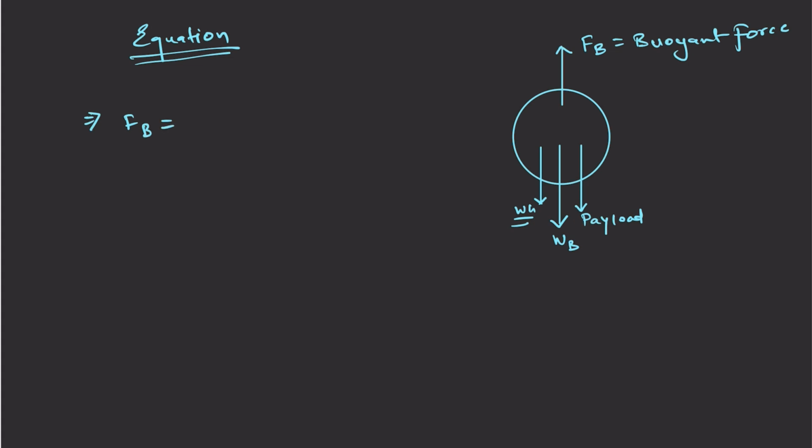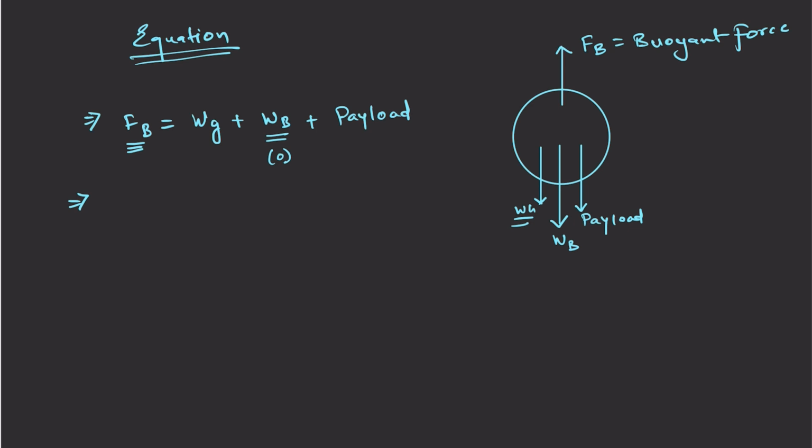So the buoyant force should be equal to the weight of the gas plus the weight of the balloon plus the payload. This weight of the balloon depends on the kind of question that is being asked, because it will depend on whether the question has mentioned the mass of the material used to make the balloon. If the mass of the material is not mentioned in the question, you can assume this to be 0.